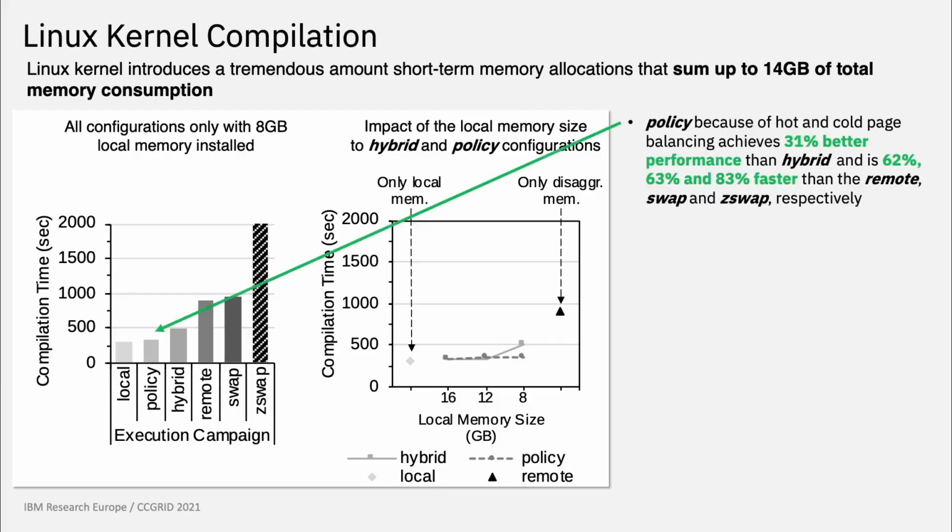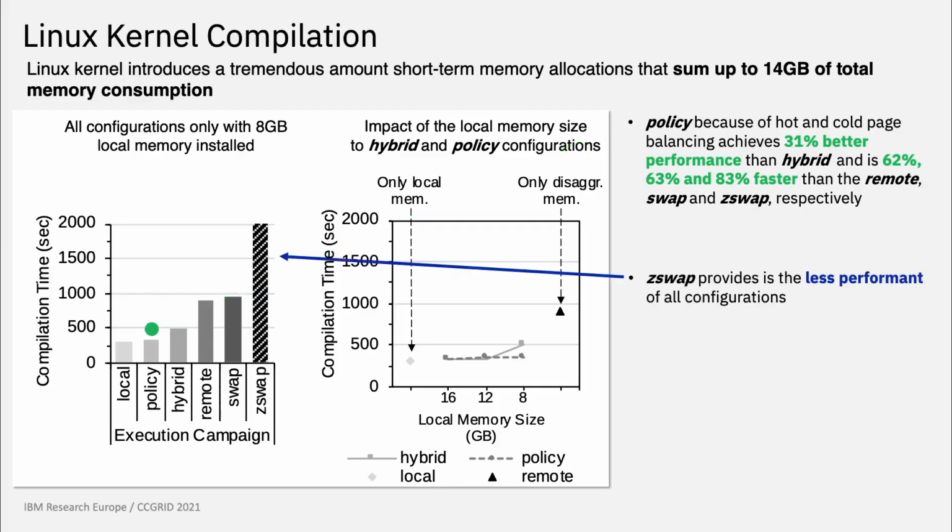The first observation here is that the policy, because of our mechanism that balances hot and cold pages between local and disaggregated memory, achieves 31% better performance compared with the hybrid configuration. Also, it is 62, 63 and 83% faster than the remote, swap and Z-swap configurations respectively.